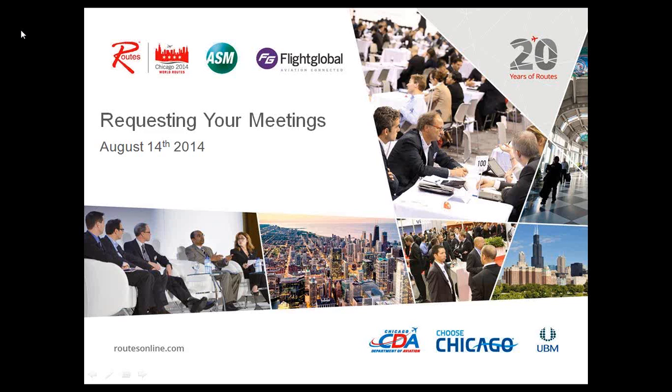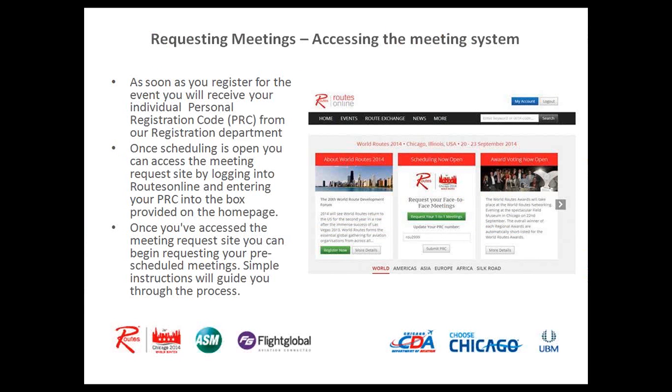Hello everybody, my name is Simon Baxendale. I look after all the one-to-one meetings for the Routes events, and we'll be looking after everyone's diary for Routes in Chicago. So what we're going to discuss initially is requesting your meetings. You get your PRC as soon as you register. You receive this via email from our registration department. This is individual to you and is required to access the meeting system.